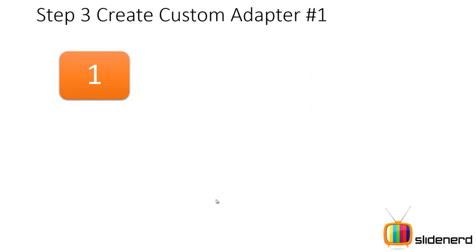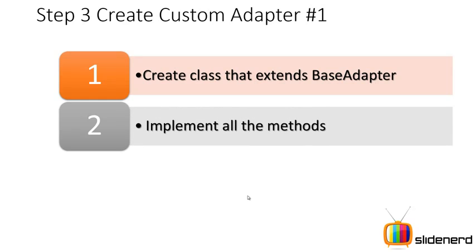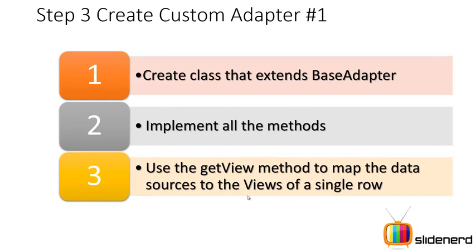So how to create a custom adapter using your base adapter? These are the following steps. Step 1. Create a class that extends base adapter. Step 2. Implement all the methods that you need to override. Step 3. Go ahead, use the getView method to define how you will pick the data from the data source and put it inside some view object whose structure is defined by that single row which we have been talking about so far.